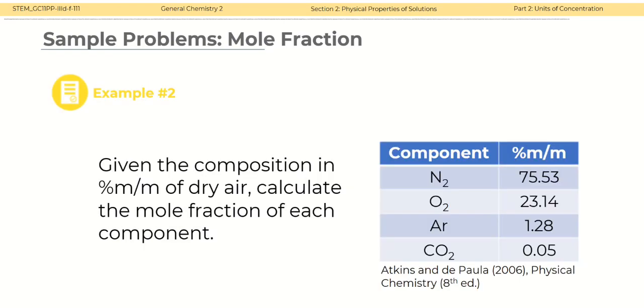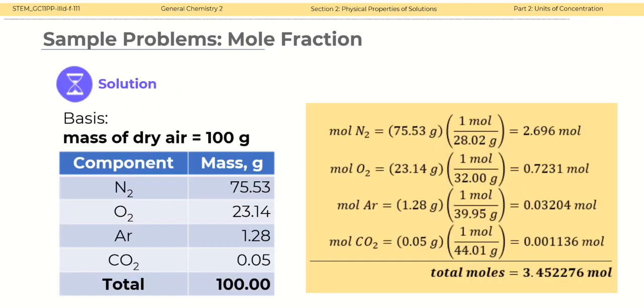Example number 2. Given the composition and percent by mass of dry air, calculate the mole fraction of each component. Solution. Let us use 100 grams of air as our basis for calculation. This means for every 100 grams of air, the mass of each gas is the same as its percentage by mass. Now, convert the mass of each gas into moles using its molar mass. Get the sum of the amounts in moles.